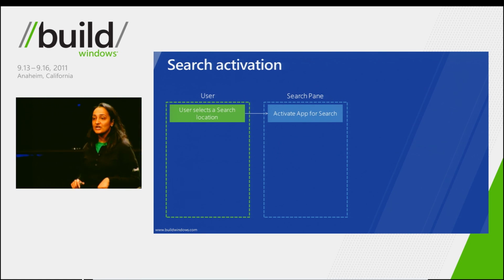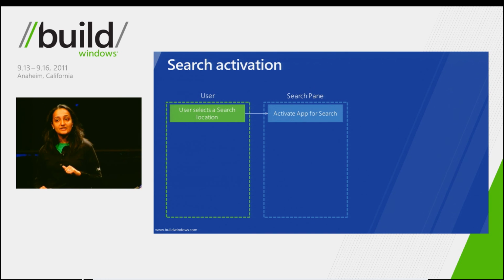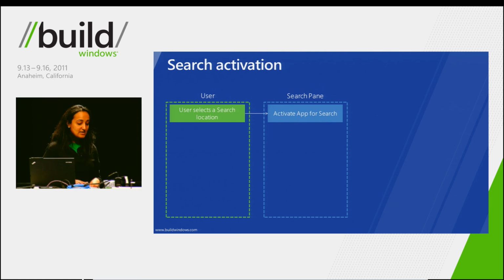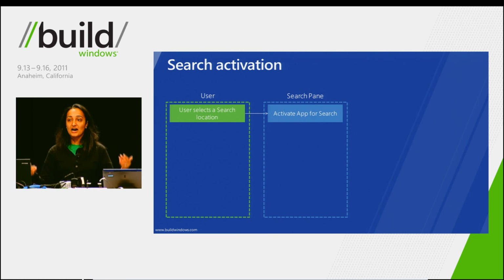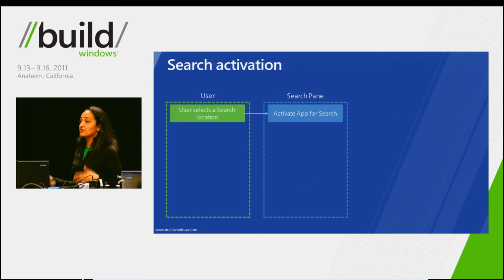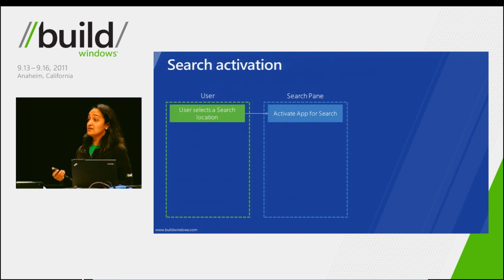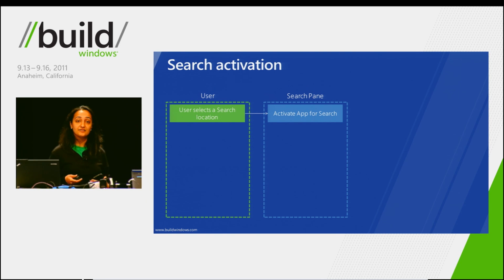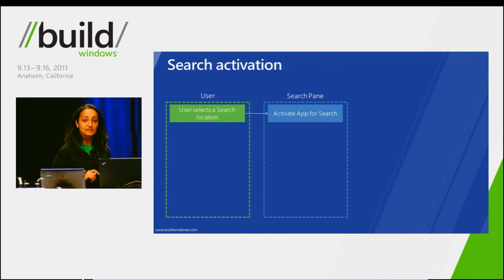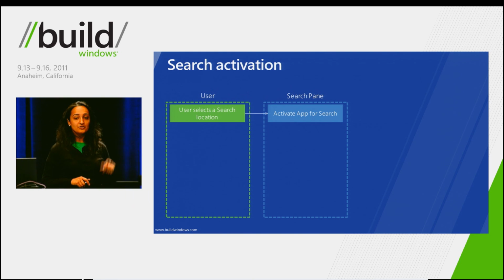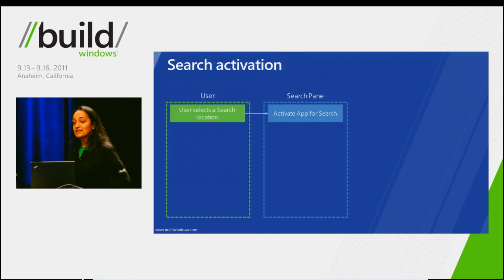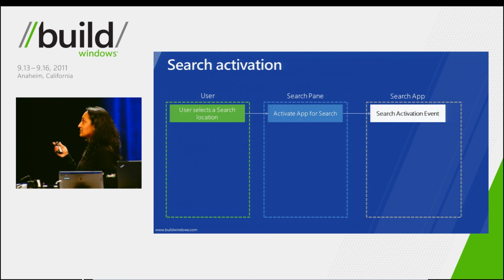Let's take a look at the search activation event. The search activation event happens whenever the user chooses your application as one of the search locations in the search charm. As you might have heard from the earlier talks, the Process Lifetime Manager suspends your app if you're not the main app visible on screen, so you're not getting any system resources. The way you get back to being the main app on screen is via activation. There is a specific type of activation called search activation that occurs when the user selects your application from the search charm. The user selects that, the search pane says, all right, let's activate the app, and your app gets the search activation event.